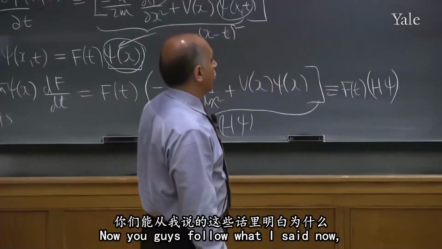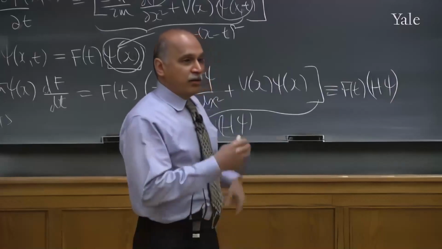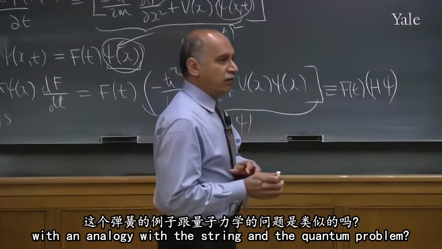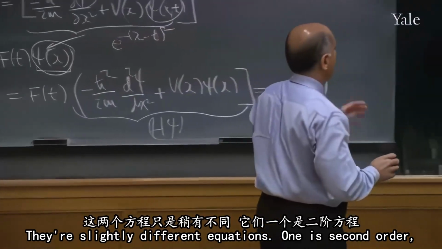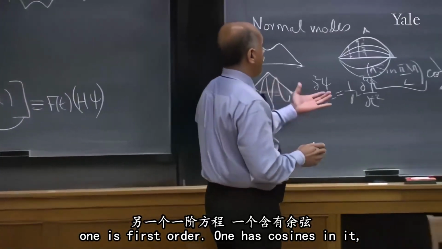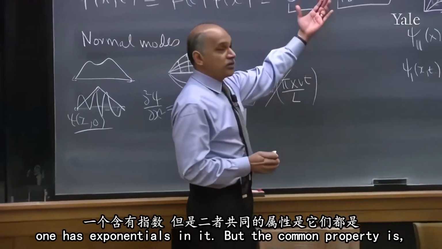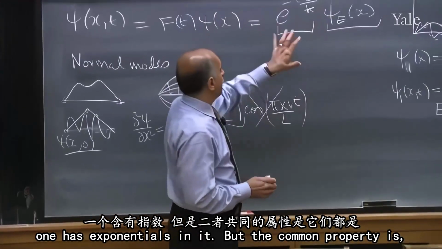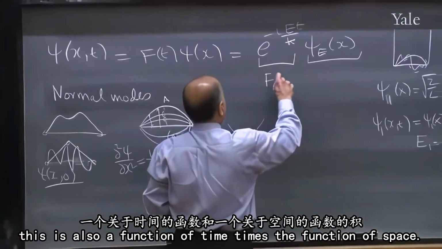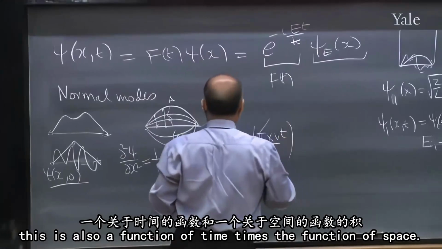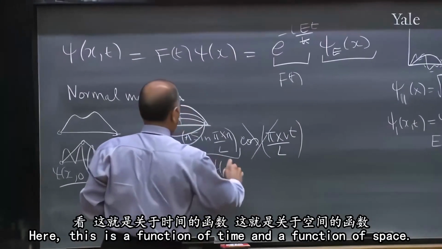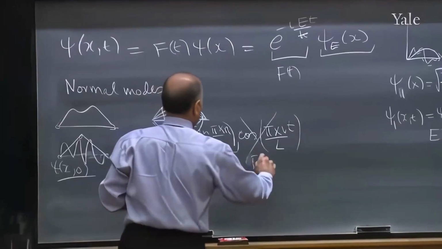Now, do you guys follow what I said in analogy with the string and the quantum problem? They're slightly different equations. One is second order, one is first order. One has cosines in it, one has exponentials in it. But the common property is this is also a function of time times a function of space. Here, this is a function of time and a function of space.